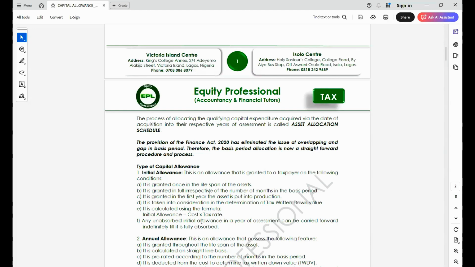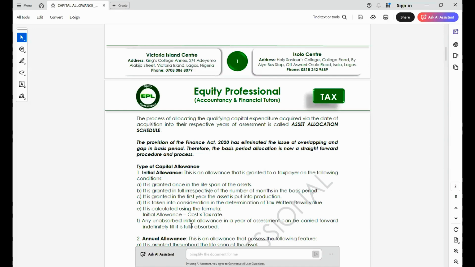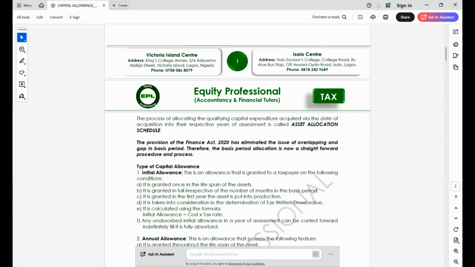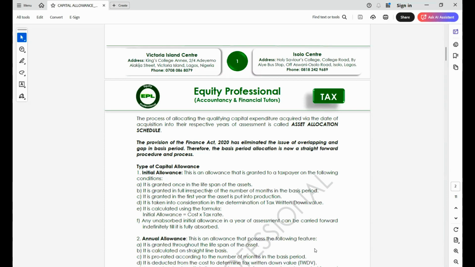Then any unabsorbed initial allowance in a year of assessment can be carried forward indefinitely until it is fully utilized. We said capital allowances are reliefs claimable by a taxpayer from your assessable profit. Before they charge your assessable profit to tax, it is expected that you remove your capital allowance. If, for instance, your capital allowance exceeds your assessable profit, let me share this. Let's say we have an assessable profit.